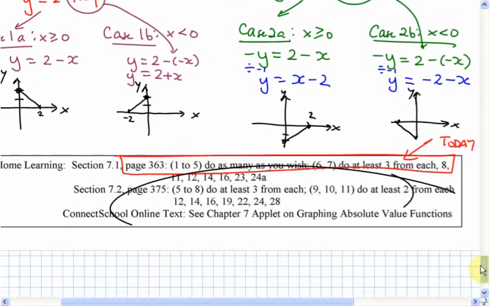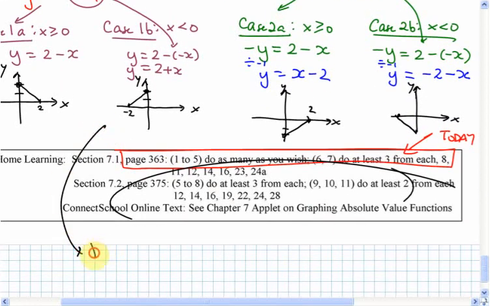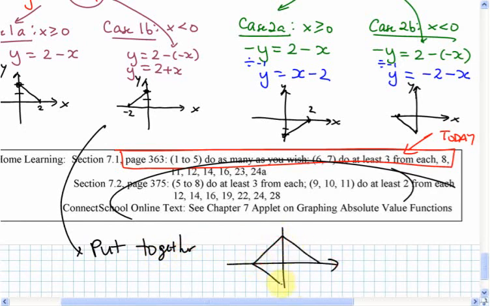So what happens when you put them all together? You get that lovely diamond shape. Now, can you also tell me the intercepts? This should be 2. This should be -2, -2, 2. There's your final answer.